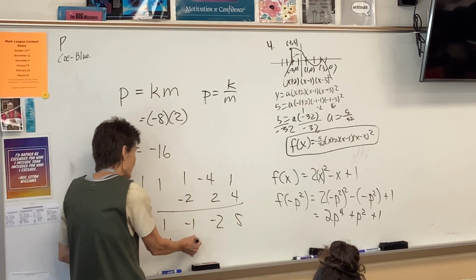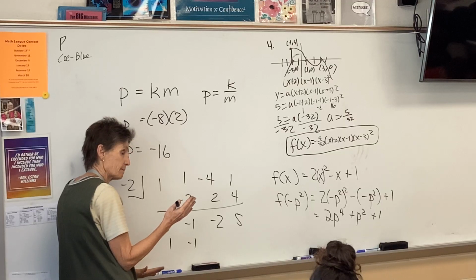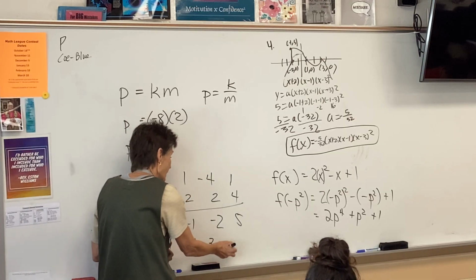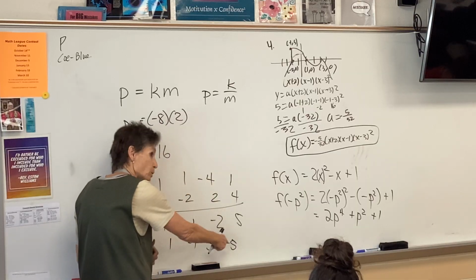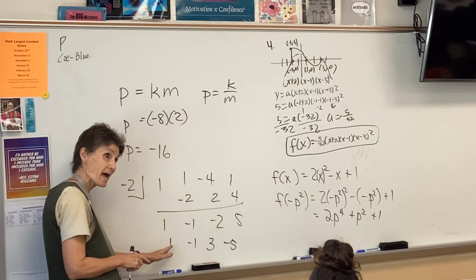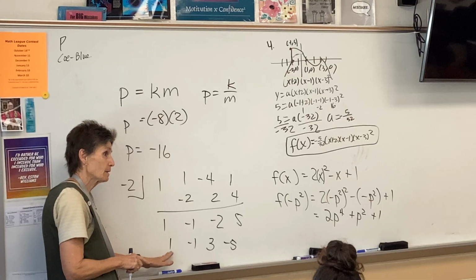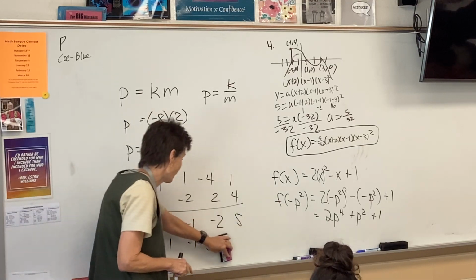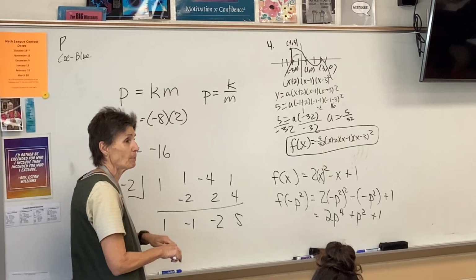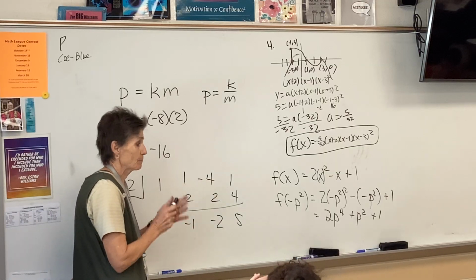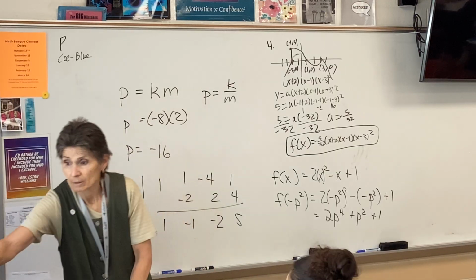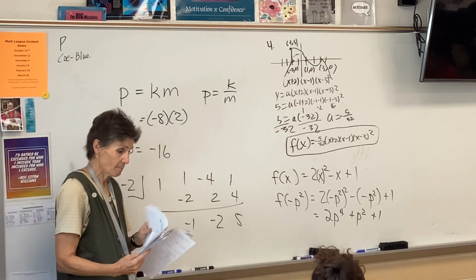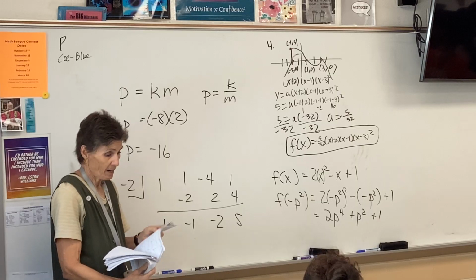So 1, -1, that looked promising. But then the next would have to be something positive and then negative, right? That would be a lower bound if we had that answer. But we didn't get that, so it isn't a lower bound. What happens if it's an upper bound? All those numbers would be positive, right?